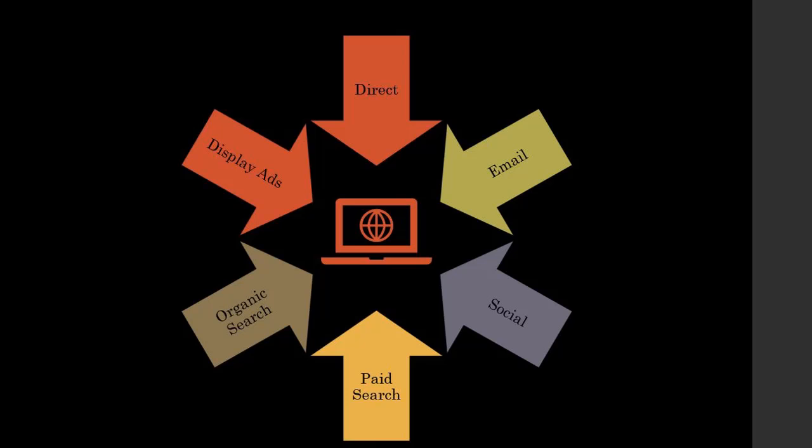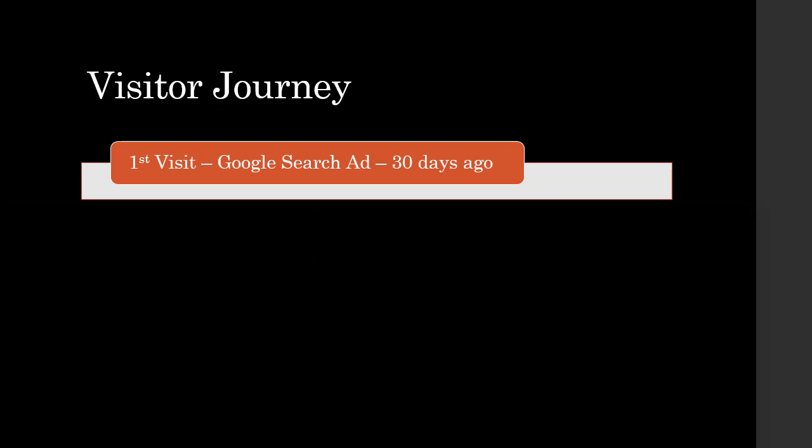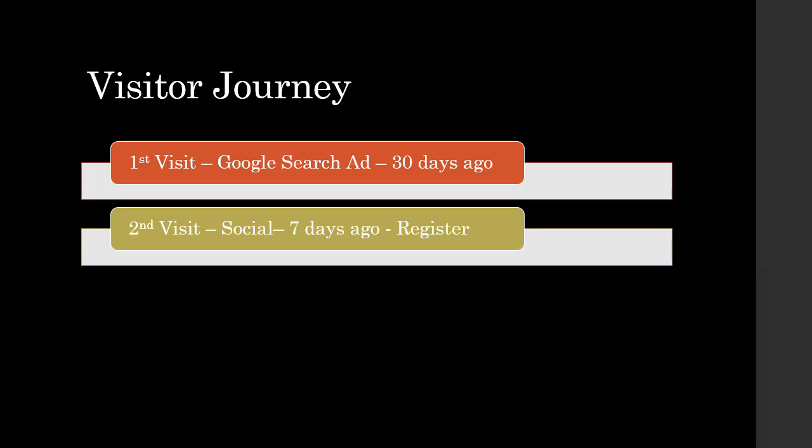Let's take an example of a customer who bought some stuff from you today. 30 days ago, the user found your site through Google search ad. That was their first visit. Then 7 days ago, user again came to your site via clicking on a social link. And that's when the user registered. And then user never showed up.